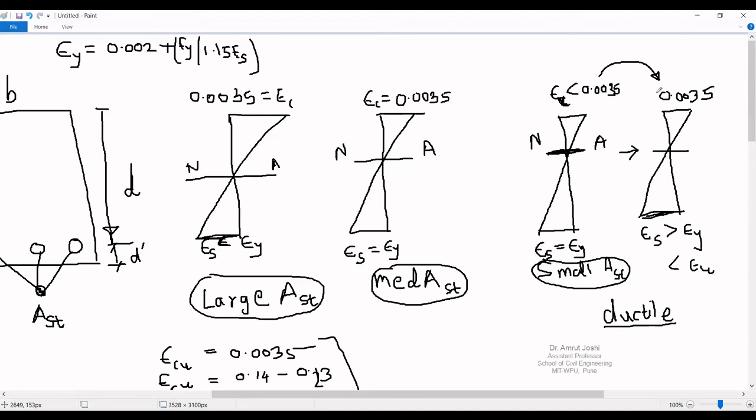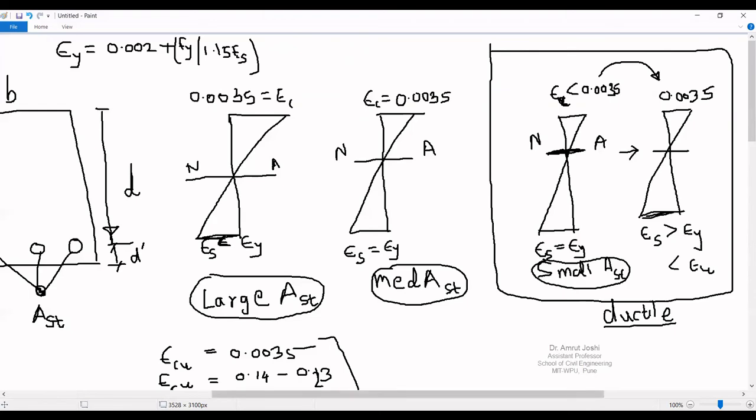And then when the extreme compression strain reaches the value of 0.0035, then and only then the failure is going to occur. So therefore this kind of failure is going to be ductile with warnings. So we will always prefer to design beams in this fashion.